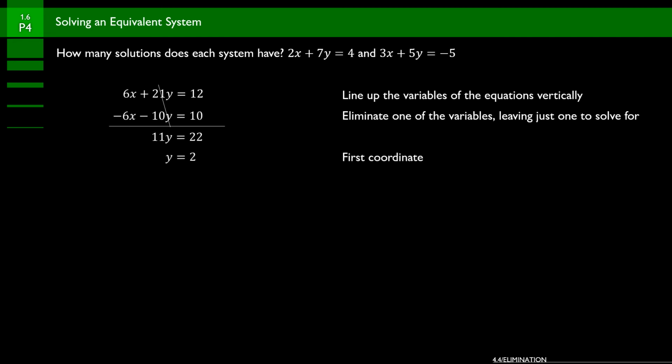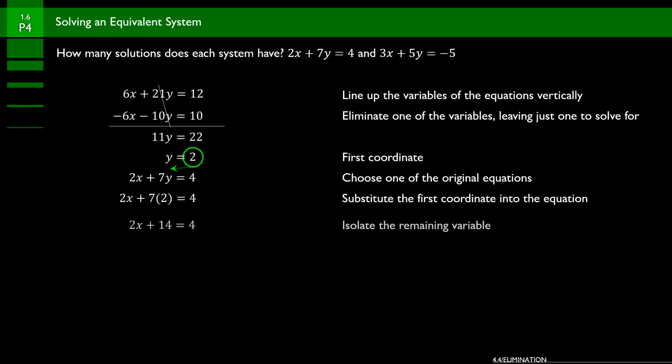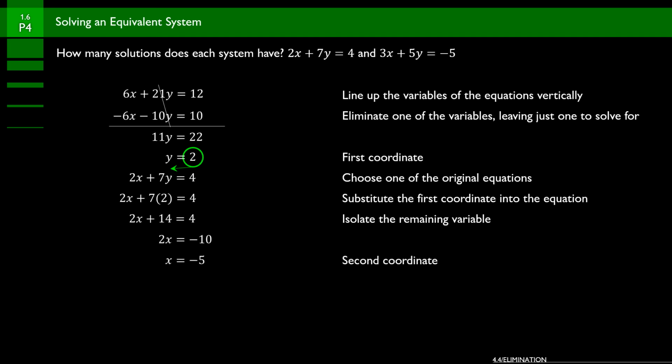I now want to take that 2 and plug it into one of the original equations. So I'm going to again choose 2x plus 7y equals 4, and plug the 2 in for y. That leaves me with 2x plus 7 times 2 equals 4. Go ahead and work out your math. 2x plus 14 equals 4. Subtract the 14 from both sides. 2x equals negative 10. Then divide by 2, x equals negative 5. So now I know that y is equal to 2 and x is equal to negative 5. And now I've got a solution of negative 5, 2, and that tells me that I've got one solution.